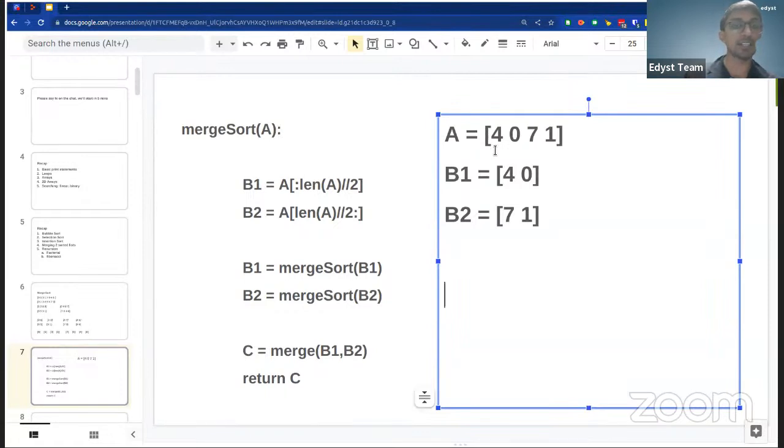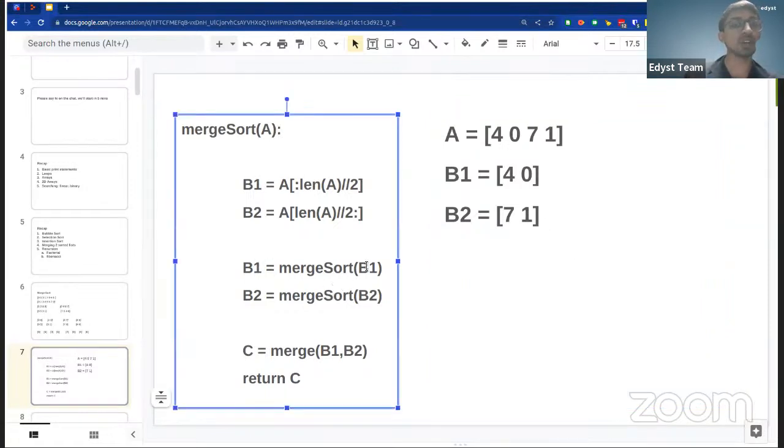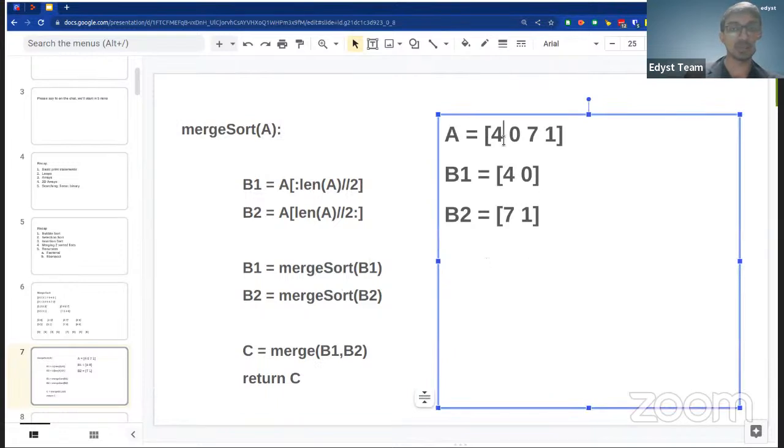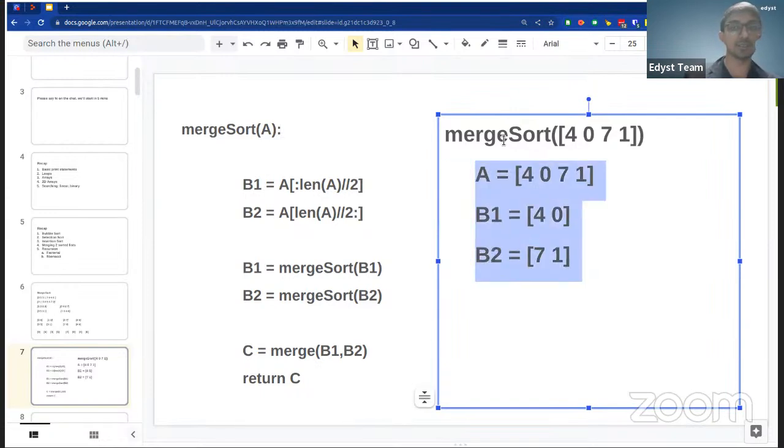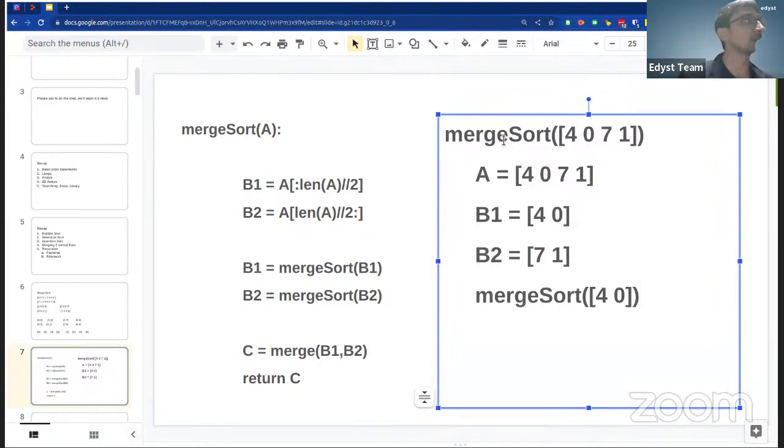Now I say B1 is merge sort B1. So this was happening: merge sort of A, which is 4071. Now I say do merge sort of 40. Go ahead and do merge sort of B1, which is 40. So for this merge sort, what is B1 going to be?